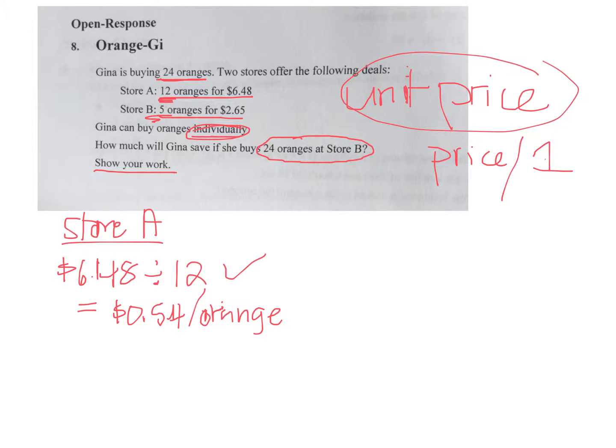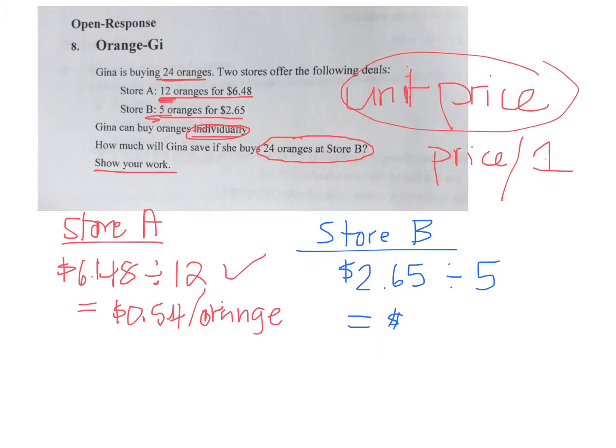Okay, so now we're going to look at store B. Store B is $2.65 for 5 oranges. So how are we going to calculate how much it costs for one orange? What are we going to do for store B to find the unit price, the unit cost? Take the cost and divide it by 5. What do we get? 53 cents per orange. Is that what everyone got?